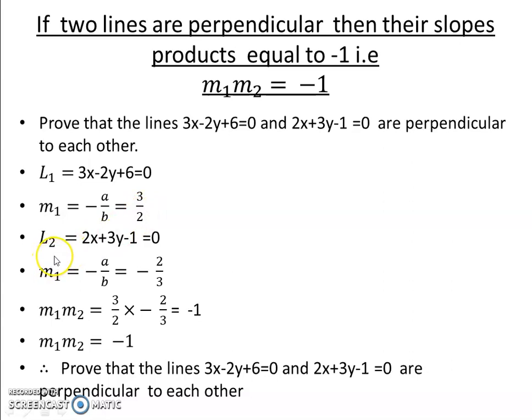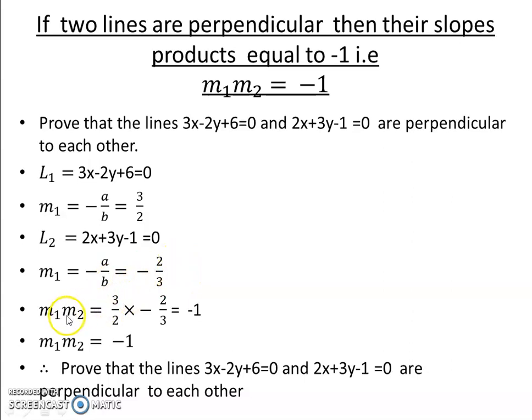Next L2 is equal to 2x plus 3y minus 1 equal to 0. So here the slope is given by, here I wrote M1 mistakenly. You have to correct it. M2 is equal to minus a upon b. So what is the slope? Coefficient of x is 2. Coefficient of y is 3. So minus 2 upon 3.